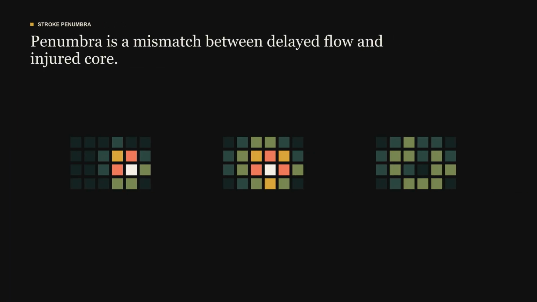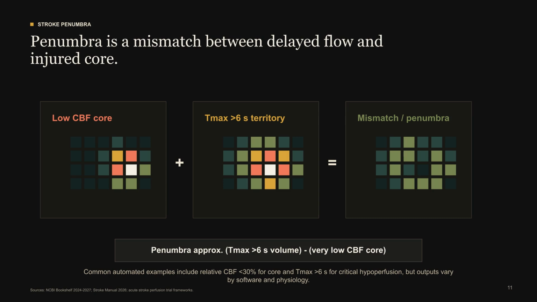The stroke penumbra represents a mismatch between delayed flow and the injured core. Low CBF core areas subtracted from Tmax greater than 6 seconds territory approximate the penumbra volume. Common automated examples use a relative CBF cutoff for the core and a Tmax threshold for hypoperfusion.